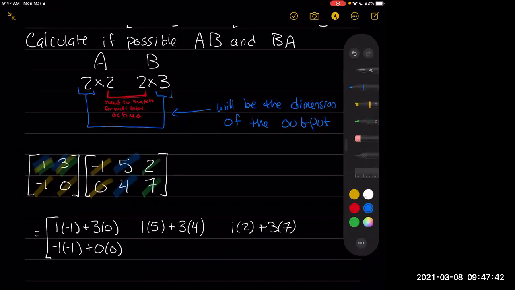And now we're moving on to row 2 times column 2. So we're going to have -1 times 5 plus 0 times 4. And then now for our row times column, we're going to have -1 times 2 plus 0 times 7.